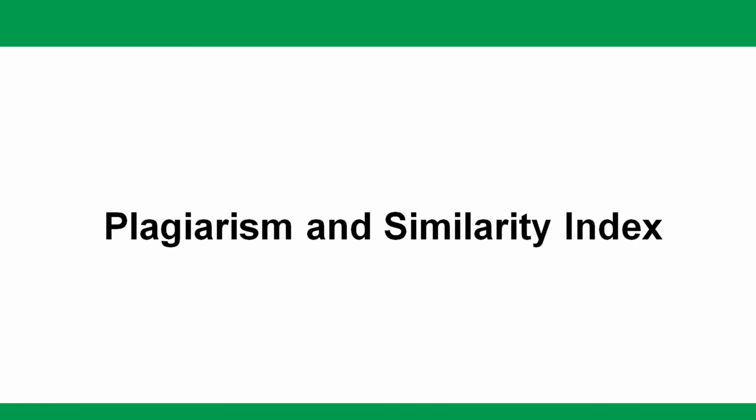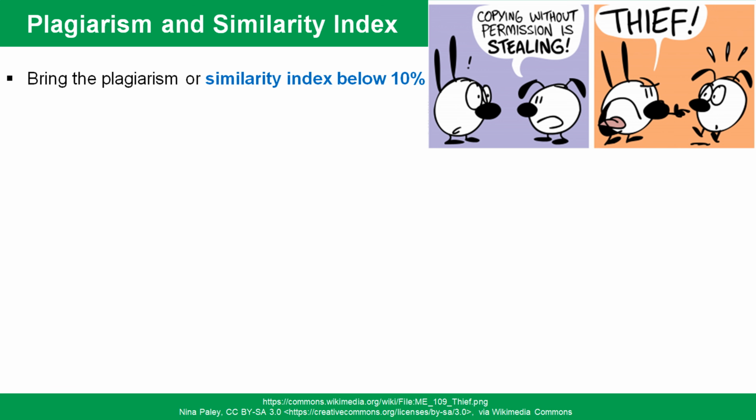Plagiarism and maintaining a low similarity index are essential aspects of academic integrity. Let's delve into some key considerations to avoid plagiarism and copyright infringements in your research. Ensure that the plagiarism or similarity index in your paper remains below 10%. Utilize plagiarism checkers like Turnitin to verify the originality of your content.